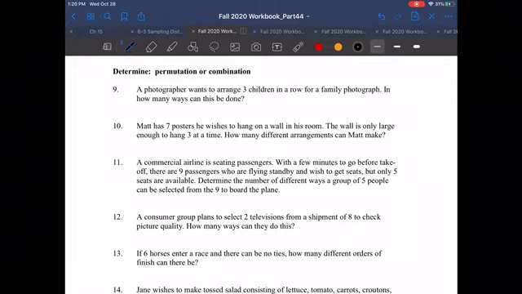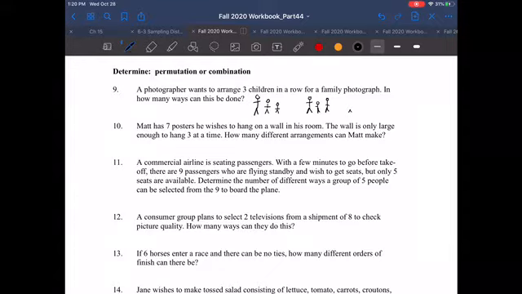If I look here, it says a photographer wants to arrange 3 children in a row for a family photograph. In how many ways can this be done? Well, order is going to matter, because you might have the oldest kid, and then the middle kid, and then the youngest, as an arrangement. You might do oldest, then youngest, and then the middle one. You can do different arrangements.